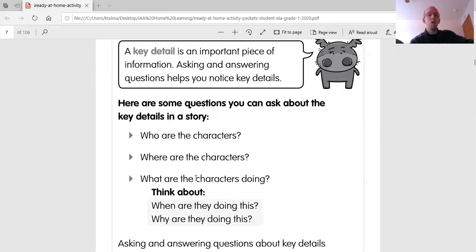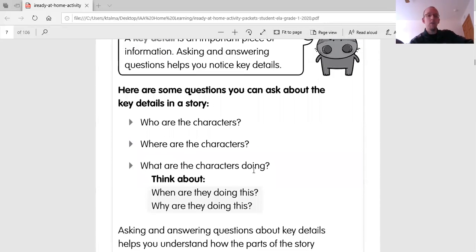And then what are the characters doing? What are the characters doing is more about the plot, or what happens in the story. You can think about when are they doing this? The time, like the time of day. It could be daytime or nighttime. It could be last week. It could be on Christmas.